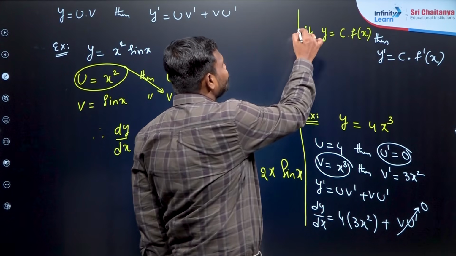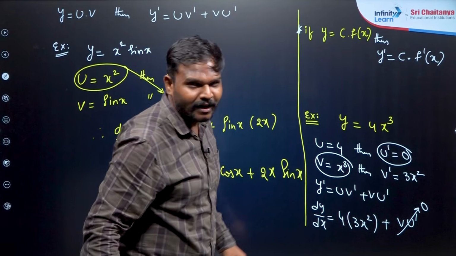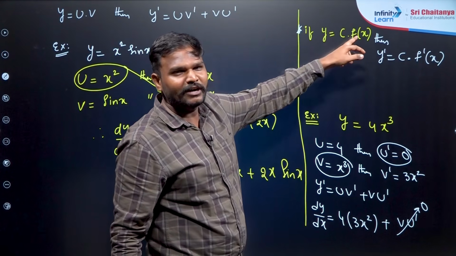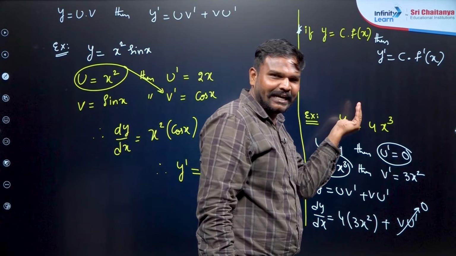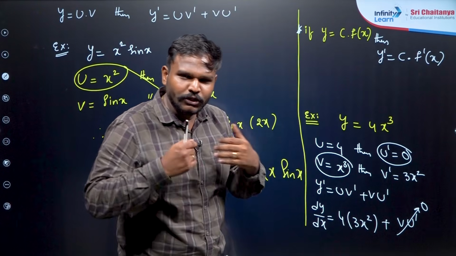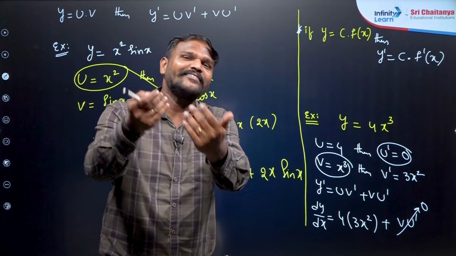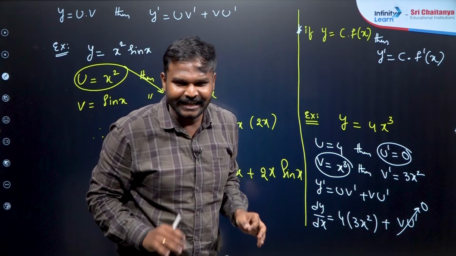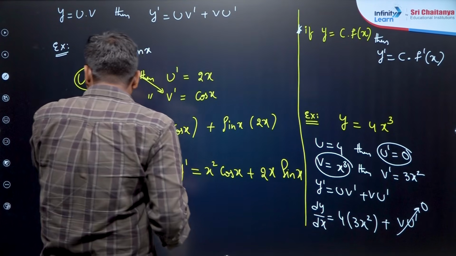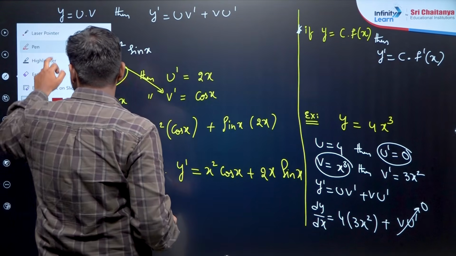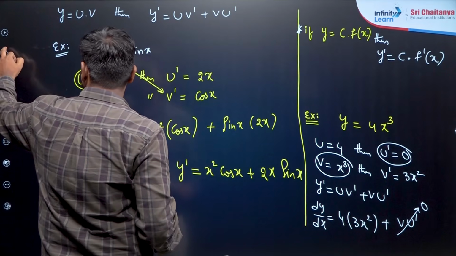So now this becomes a formula. What formula? A constant multiplied by a function, keep the constant outside and differentiate the function. U v dash is enough. No need to do v u dash because anyway it is 0. Is that clear? Right. Next.